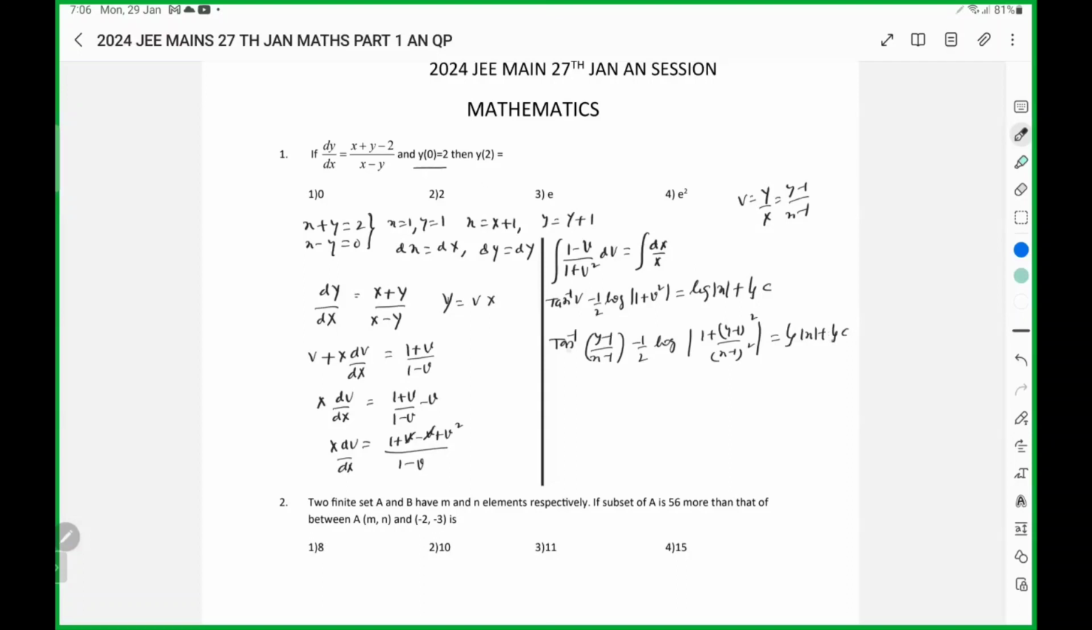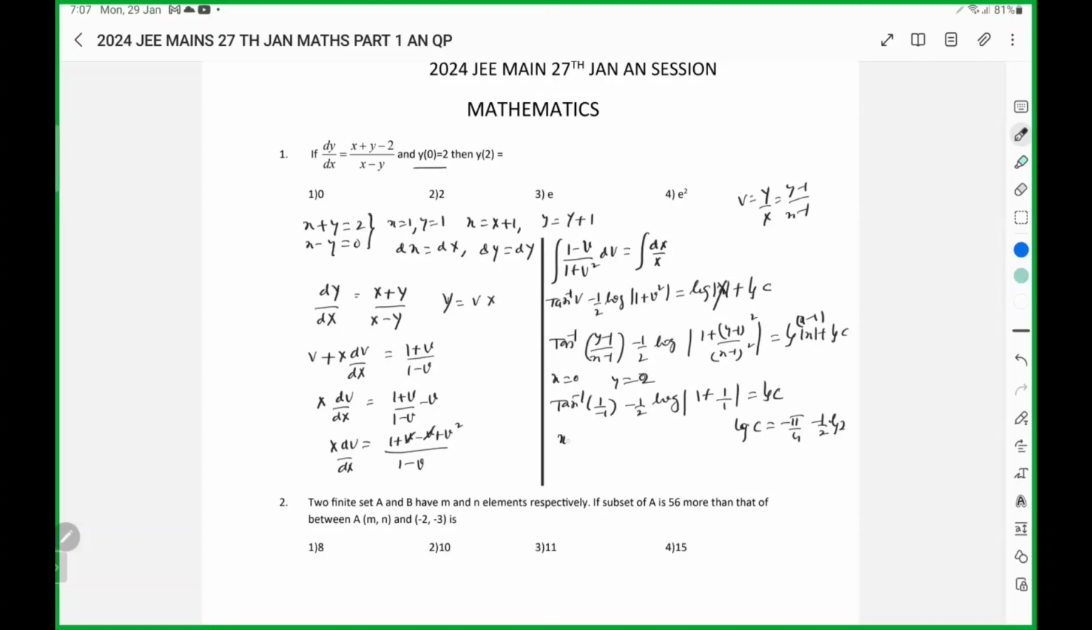First condition, when x is 0, y is 2. Tan inverse of (2 minus 1) by (minus 1) minus half log (1 plus 1) is log mod X plus log c. Here y is 2, so 2 minus 1 by 1. X here is x minus 1, which is minus 1, so log 1 is 0. Log c you get. So log c is minus pi by 4 minus half log 2.